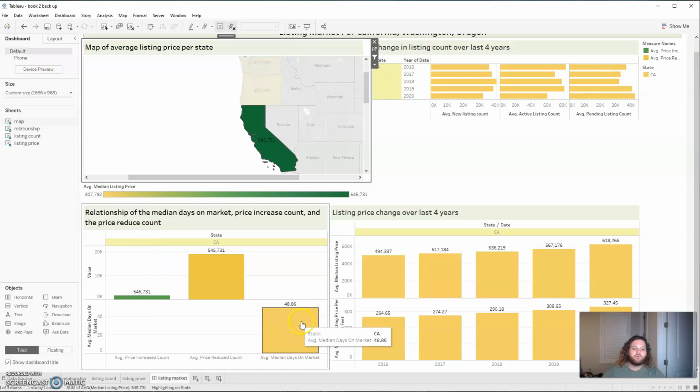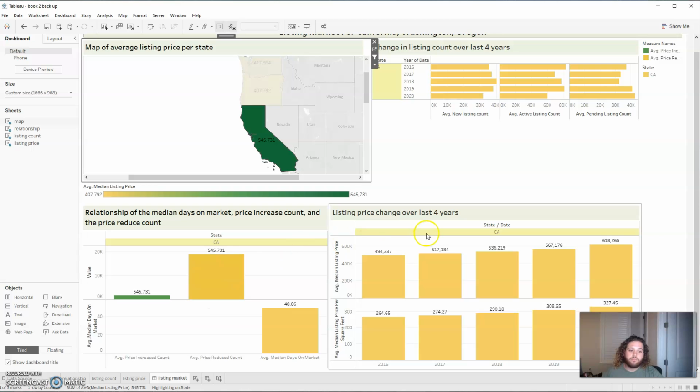Homes in California were roughly on the market for 48 days. This is based off of $545,000 homes. These homes had a 1,674 price increase count and a price reduce count of 18,862. These homes also, you see that there is an increase annually of the price. We're going to relate this back to annual increase in inflation as well as the market.